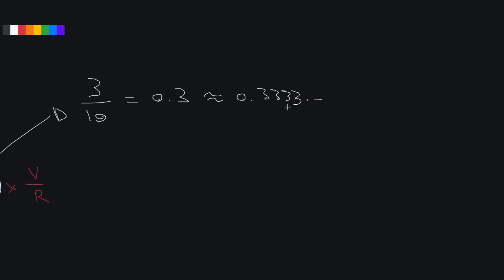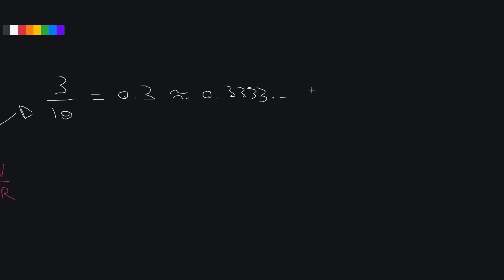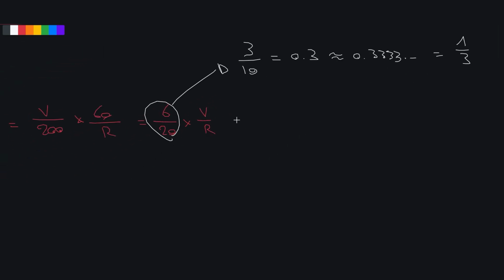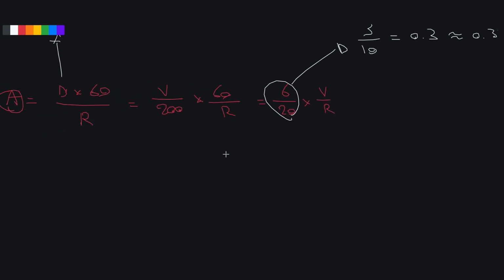Usually we do the thing the other way around. Usually we say that 0.3333 is roughly equal to 0.3. But right now we will do it the other way around. 0.33333 and so on is actually equal to 1/3. All right. So at the end of the day, we can say that the angle is equal to 1/3 of your ground speed divided by the radius.